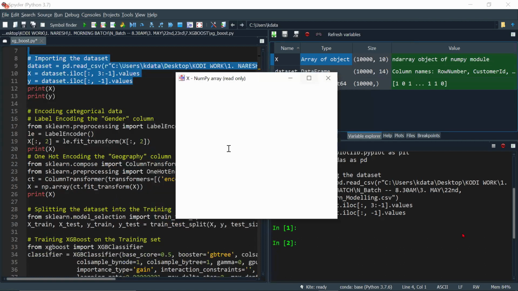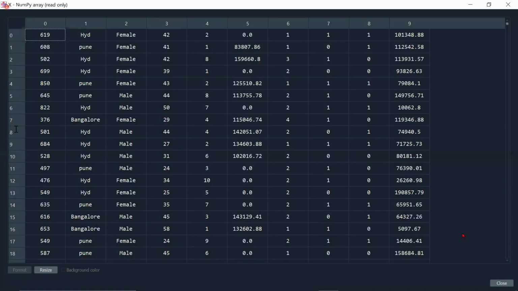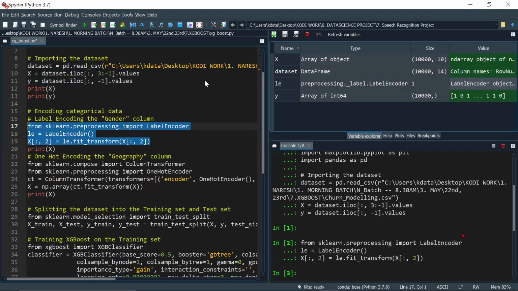You know how to impute categorical to numerical. So I'm trying to use label encoder. Once we apply label encoder to it, have a look at this. Everything has changed. This is the data set, and in the data set I changed the data from female to 0 and male to 1. Are you guys getting me or not?